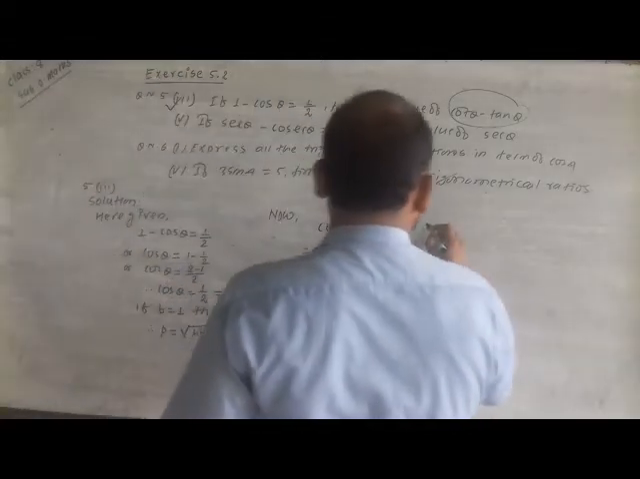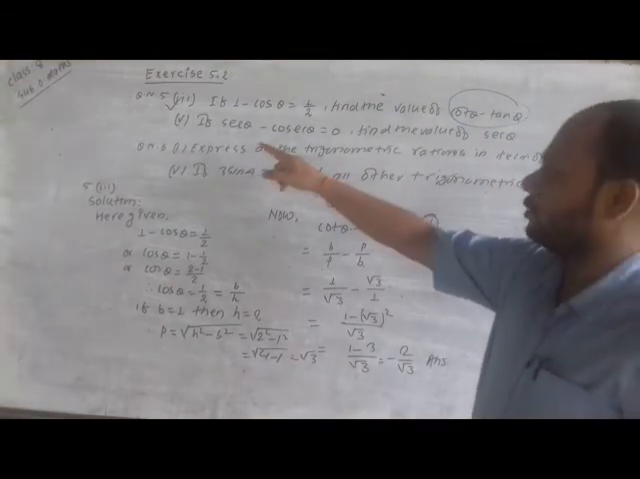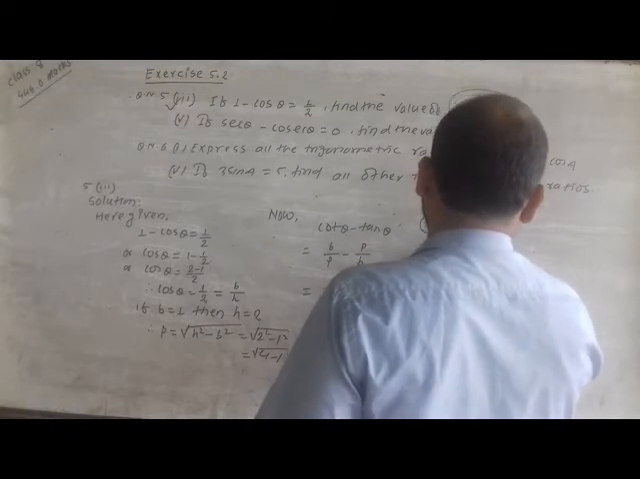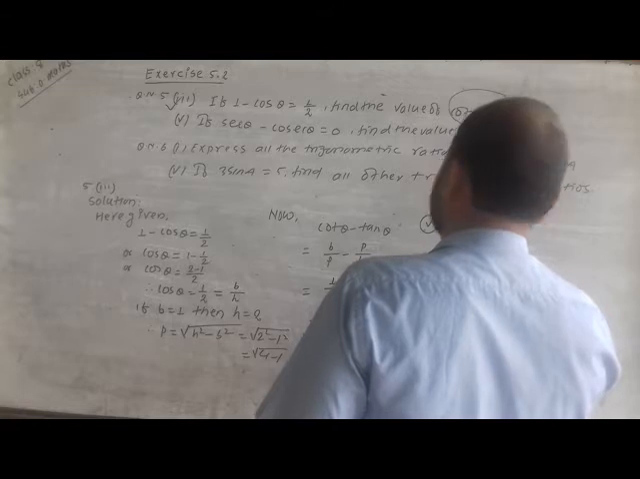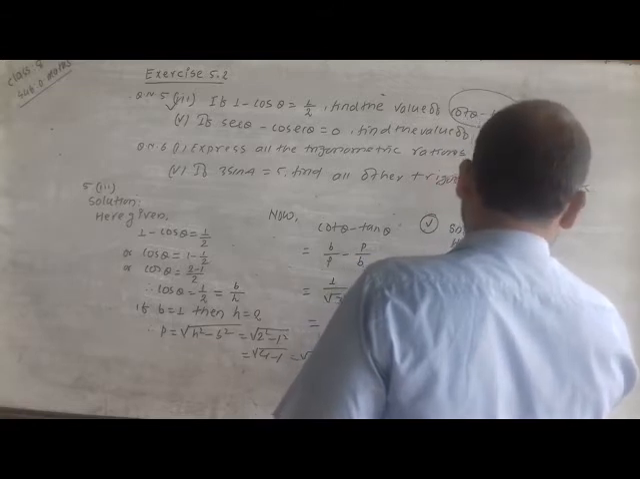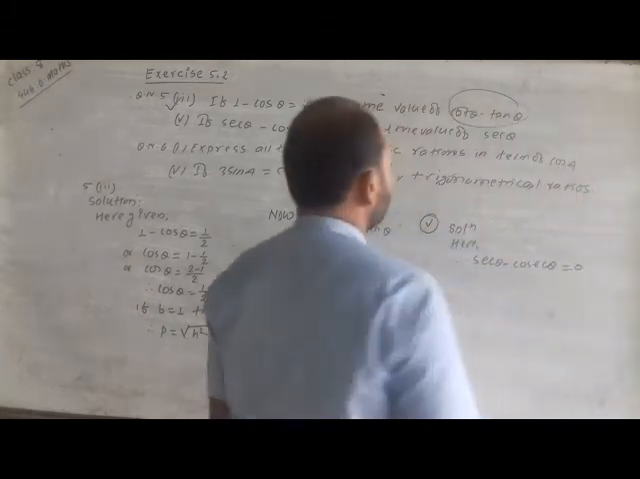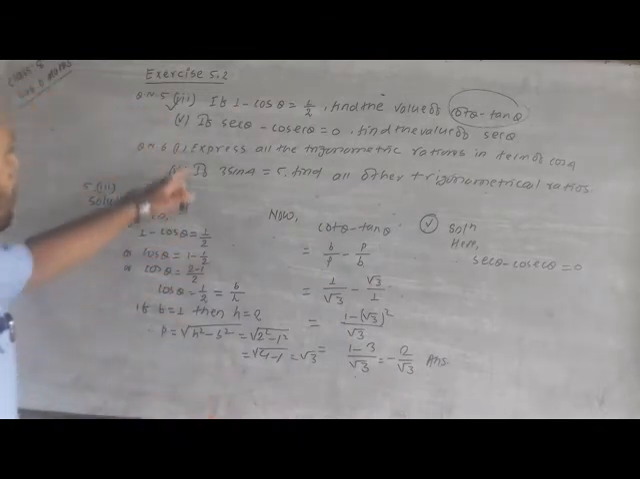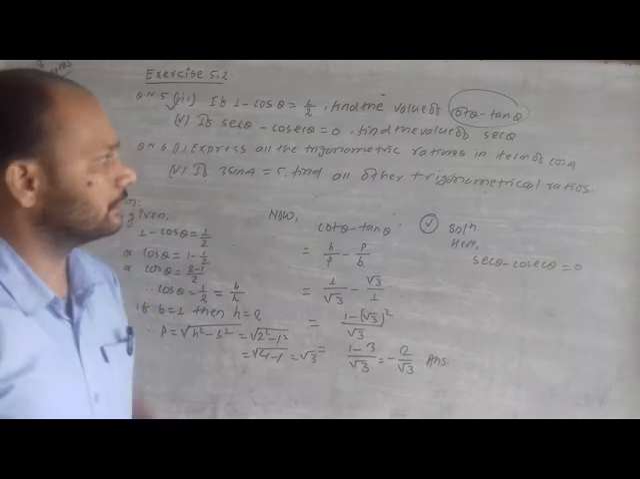Now I am going to solve question number 5. And here in question number 5, you have given sec theta minus cosec theta is equal to 0. Your question says find the value of sec theta. Okay. Here we have given sec theta minus cosec theta is equal to 0, and the question says find the value of sec theta.